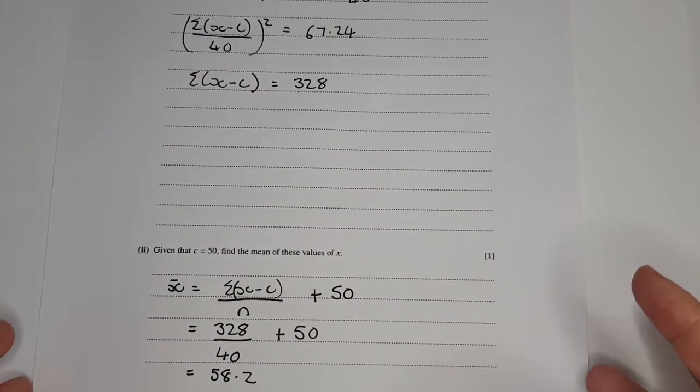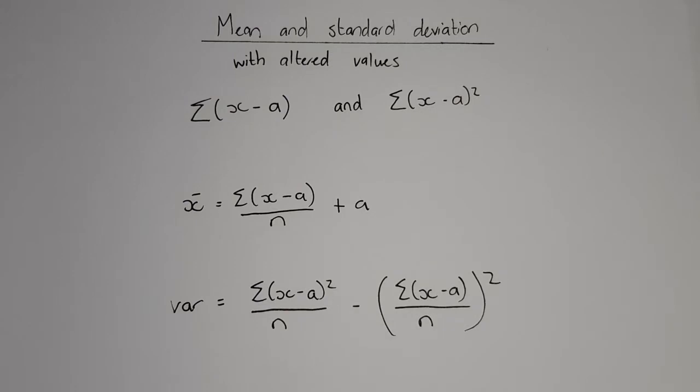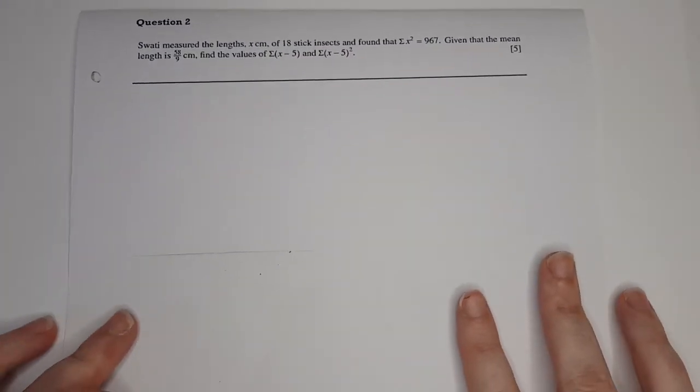Okay, so then what other kind of question are we going to get? So now I have that Swati measured the length in x centimeters of 18 stick insects and found that the sum of x squared was 967. Given that the mean length is 58 over 9 centimeters, find the values of sum of x minus 5 and sum of x minus 5 squared.